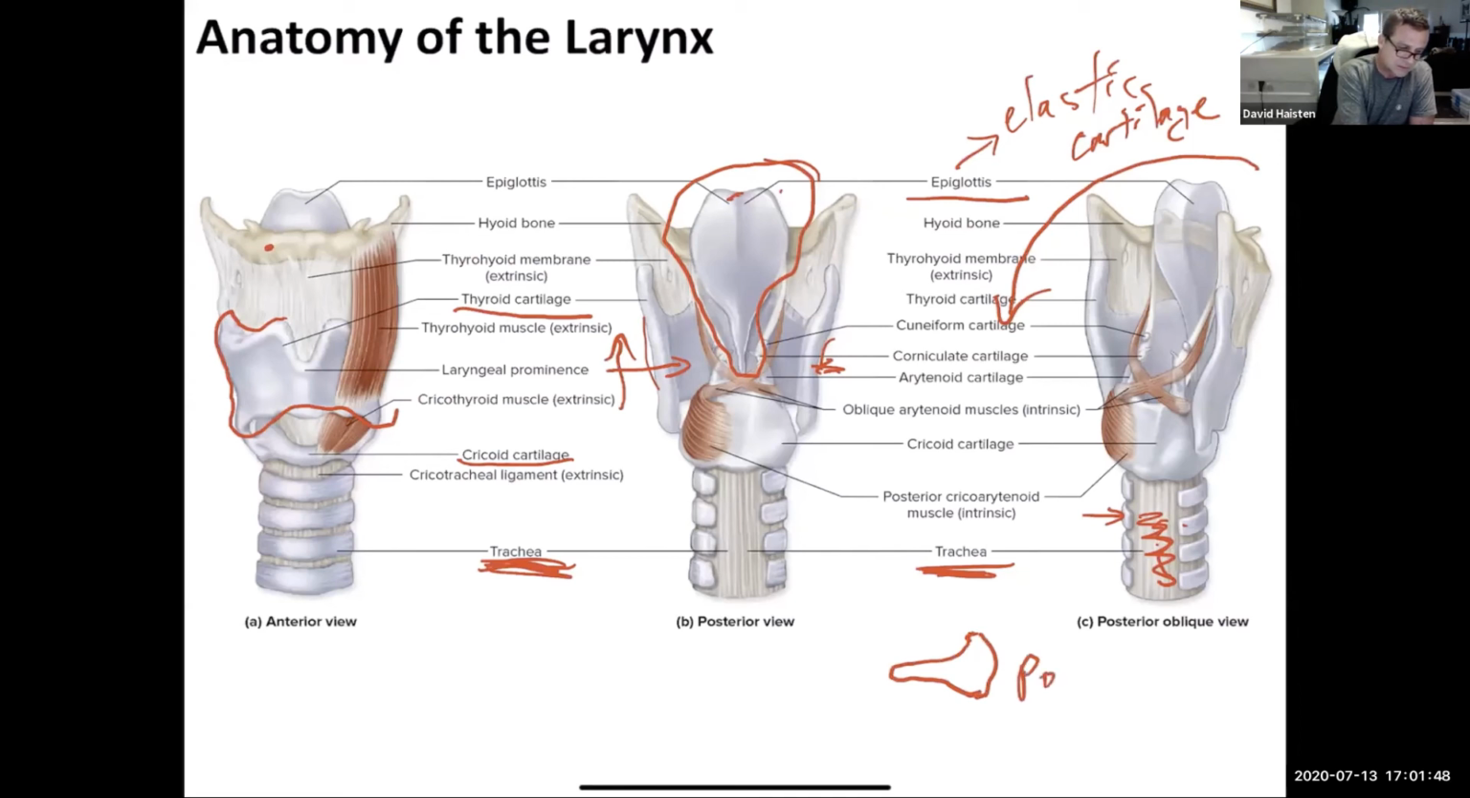So this is posterior, anterior. So we have the front and the back. Here's the cricoid cartilage. You see the thin part of the ring, and then on the back, it's the thick signet, the seal that you're going to stamp in the wax. So the cricoid cartilage is below the thyroid cartilage.